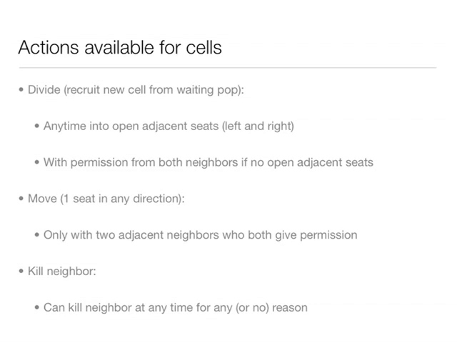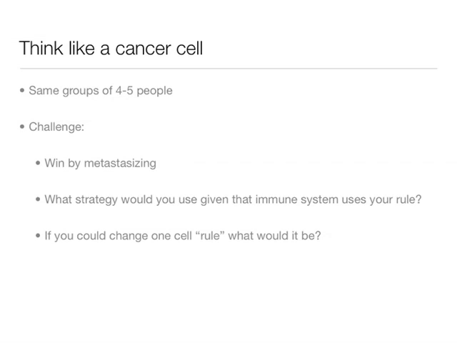And these are the actions available. So if you could mutate one of these rules, or not necessarily mutate, but change one of them as an immune cell, what would it be? And how would that help you to keep the tissue under control? So group up, groups of 4 or 5, and discuss, and then you'll just state what your strategy is and what your rule is. Good question of clarification. Yes. When you change the rule, does that rule only apply to the immune cells? Only applies to the immune cells.